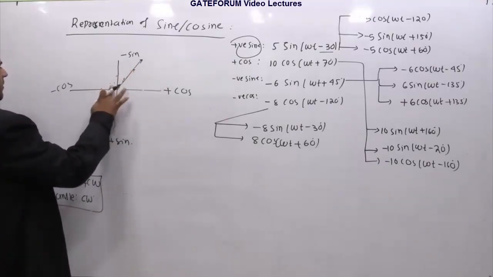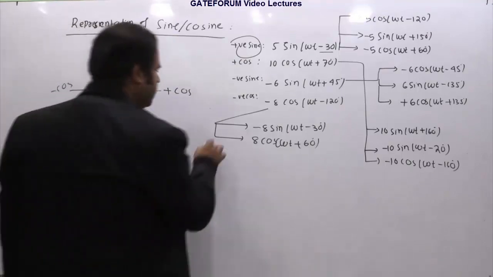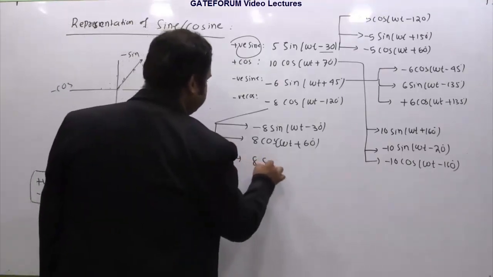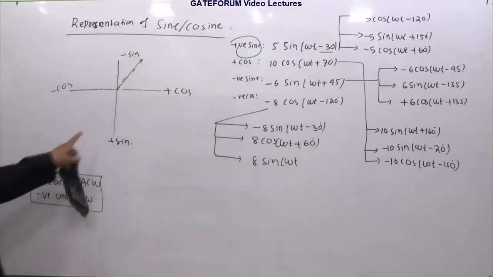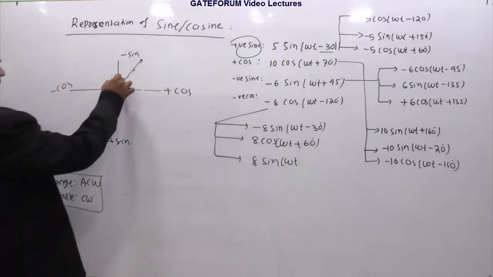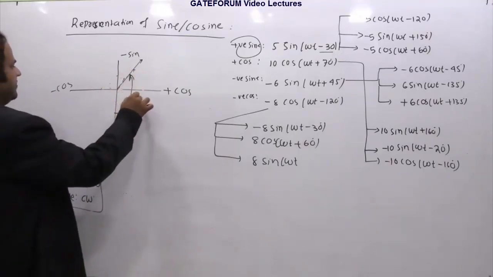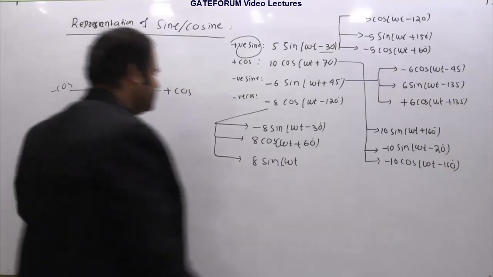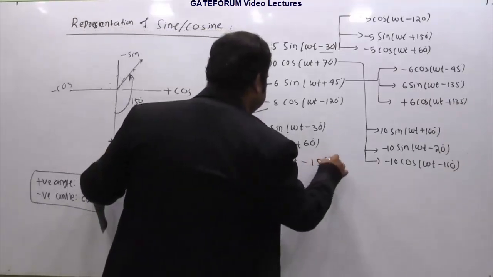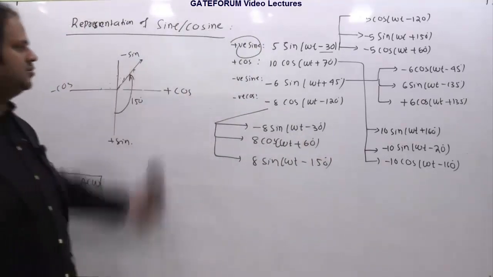The next thing is I have to represent this in terms of what is left, positive sine. Positive sine means 8 sine of omega t. From positive sine, if you measure this one, how much is this? This angle is 30, right? This will be 60. So this is 150. So this angle is 150 degrees, right? So this will be nothing but minus 150 degrees. From here, if you move 150 in the clockwise direction, you will be reaching this.